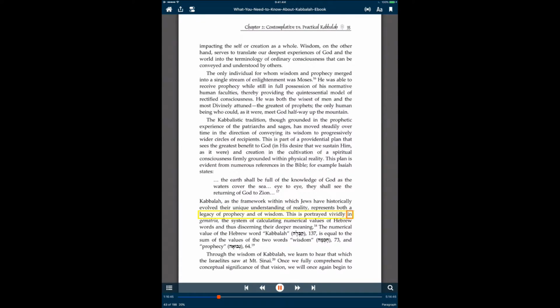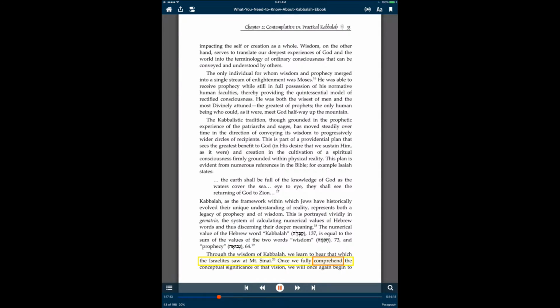This is portrayed vividly in Gematria, the system of calculating numerical values of Hebrew words and thus discerning their deeper meaning. The numerical value of the Hebrew word Kabbalah, 137, is equal to the sum of the values of the two words wisdom, 73, and prophecy, 64. Through the wisdom of Kabbalah, we learn to hear that which the Israelites saw at Mount Sinai.